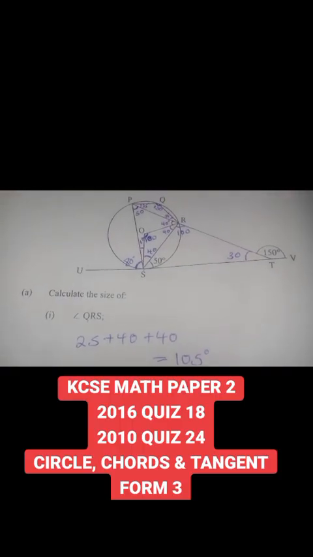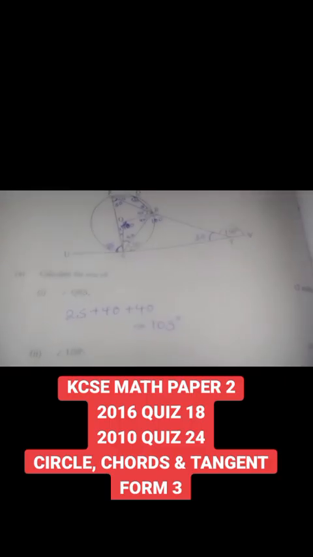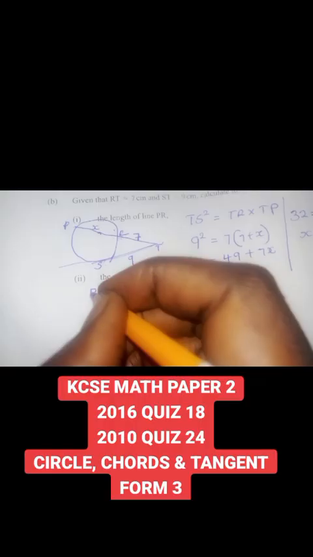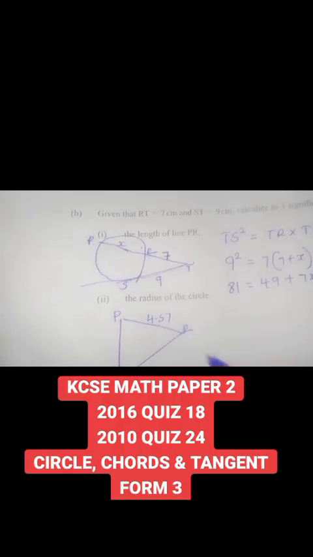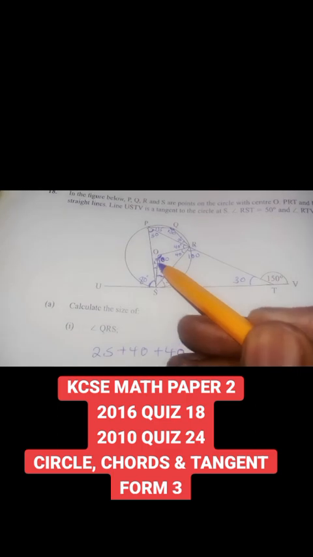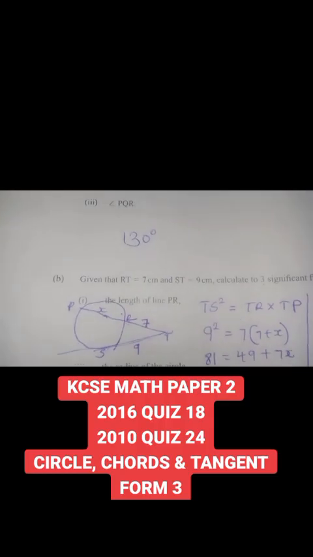Then they're asking you to find the radius of the circle. So to find the radius of a circle, I go back to my diagram, and because now I have the line PR, I'll just extract that figure, triangle PRS. So we have PRS, the side PR I have 4.57. Then the angle S here will be 40 plus 10, which is 50. The angle R is 40 plus 40, which is 80. And the angle P, we have 50.